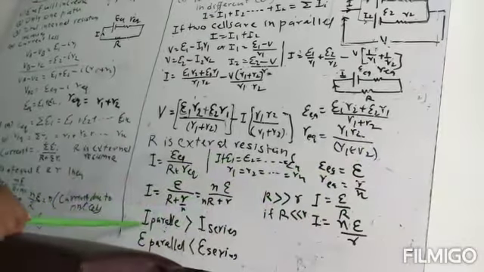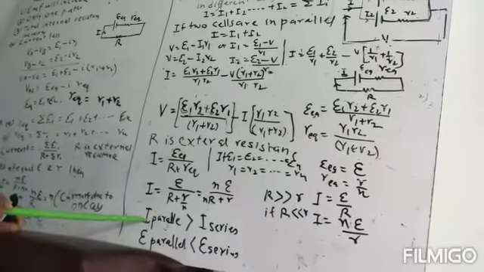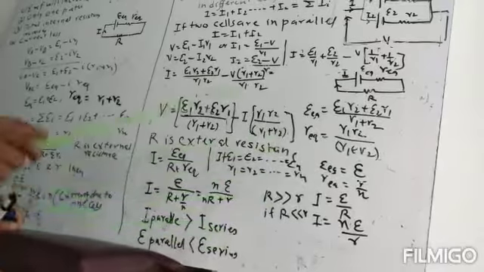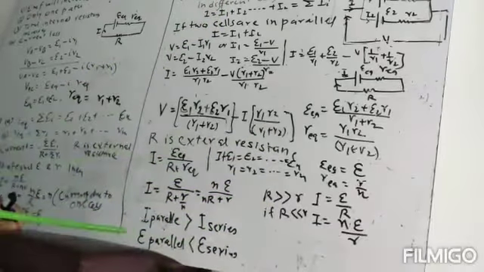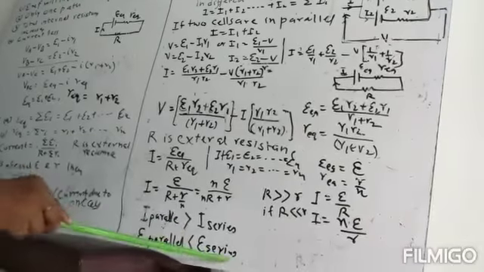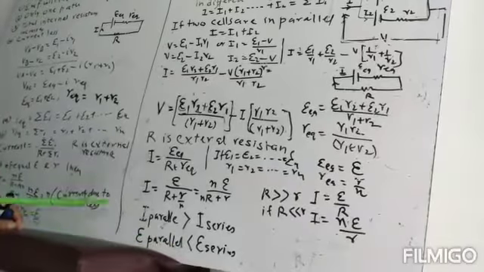So in a parallel circuit, the current will be more than the current in the series circuit, whereas in the case of a series circuit, the EMF will be more than the EMF of the parallel circuit. This is all about the cell.